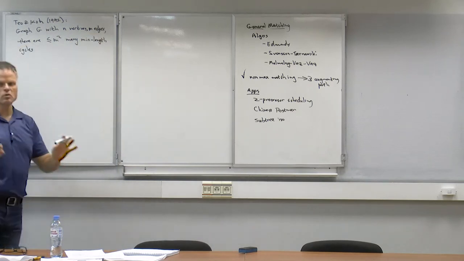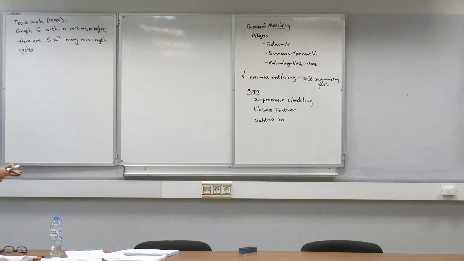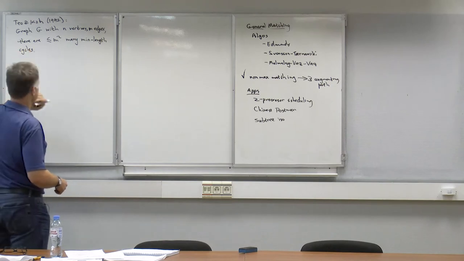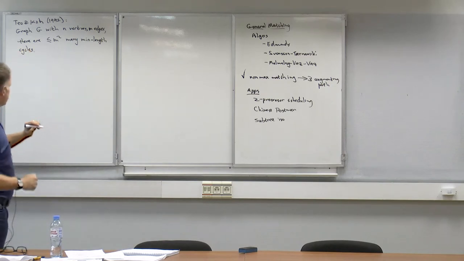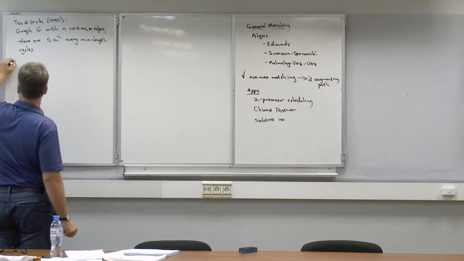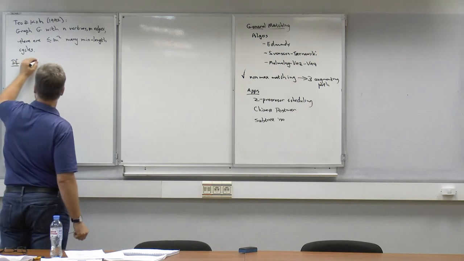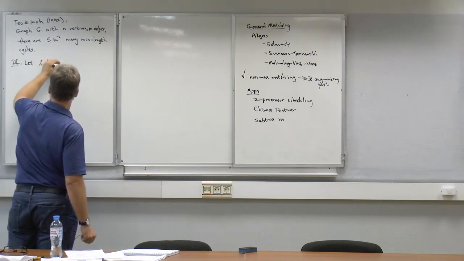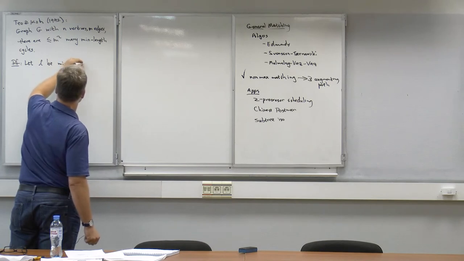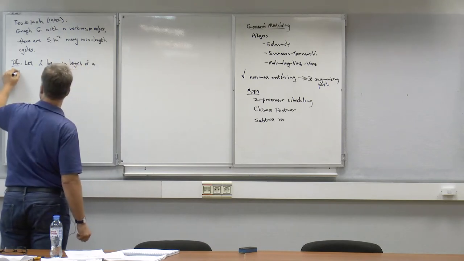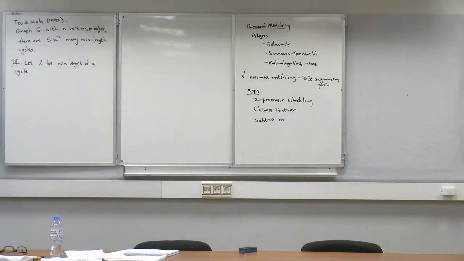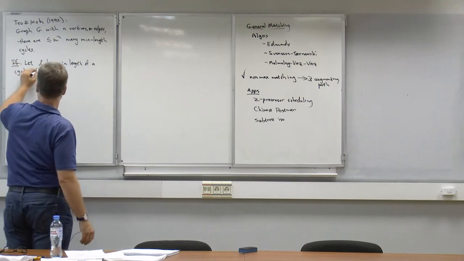And here, of course, the graph is unweighted. There are no edge weights here. There are at most N squared many minimum length cycles. The proof of this is actually just a picture to show you. Let L be the minimum length of a cycle. And for the moment, just assume L is even. I'll talk about L being odd, it's not a major change. So assume L is even for now.